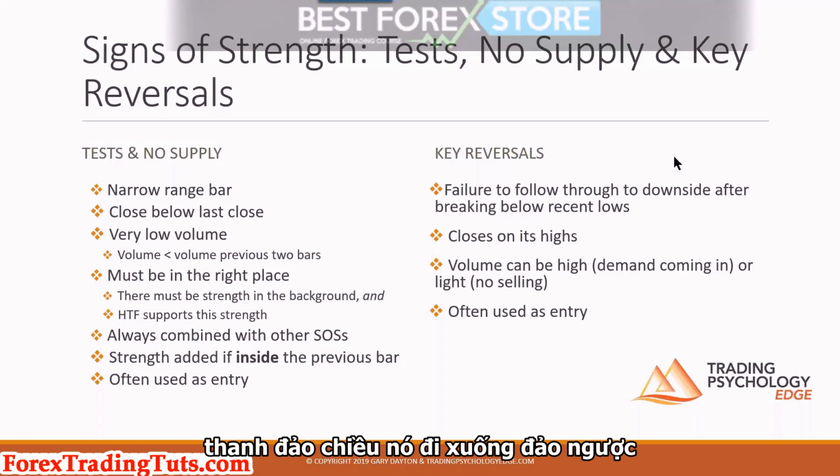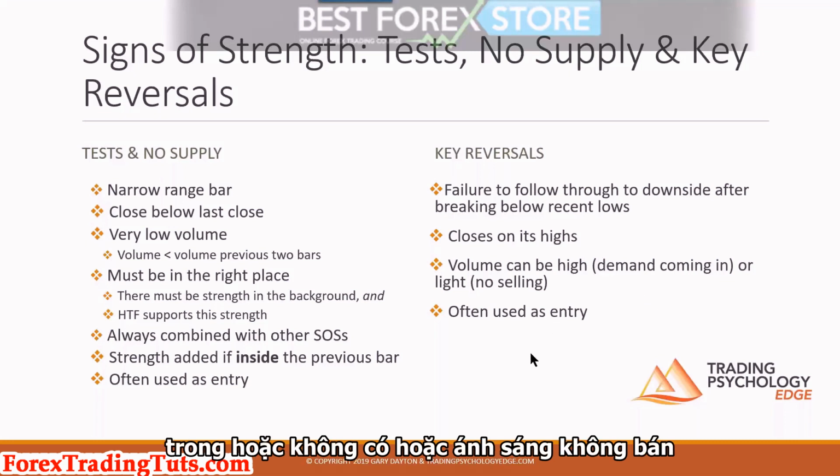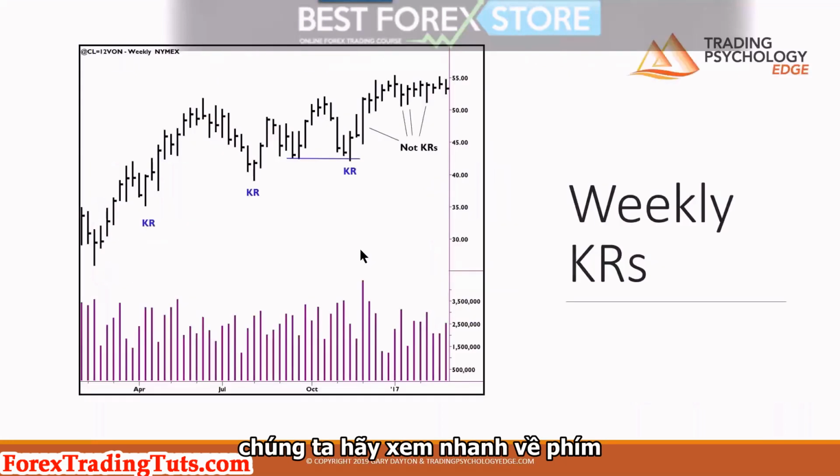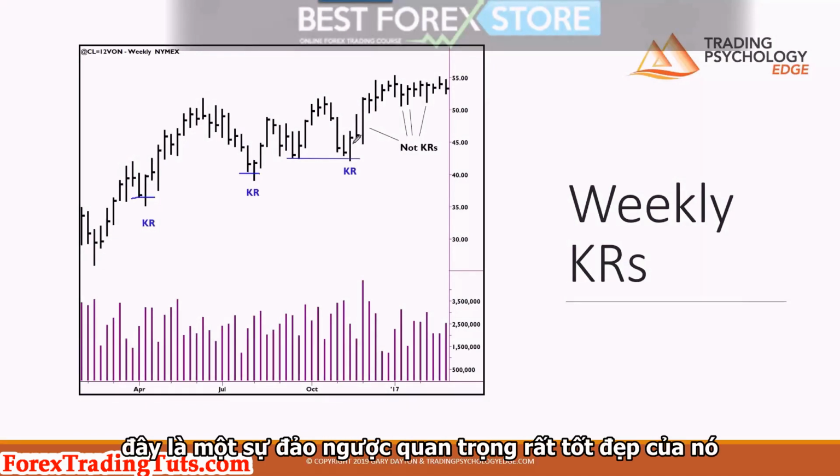It goes down, reverses, closes firm. The volume can be high, demand's coming in, or light, no selling. And we use that as an entry as well. Let's just take a quick look at key reversals here. Again, it's coming under and closing firm, okay? Coming under, closing firm. This is a very nice key reversal.